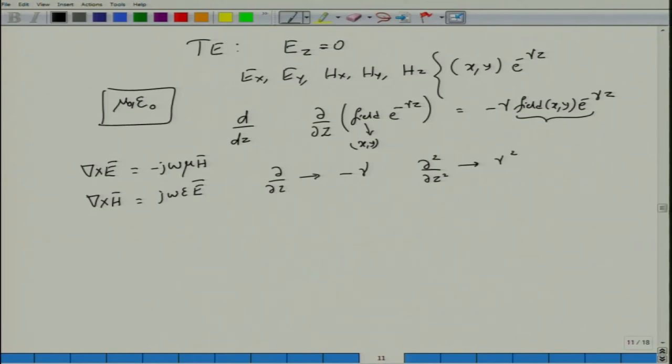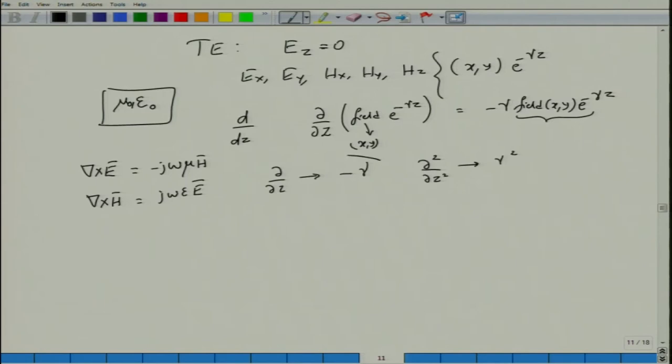It could be filled with some glass or something else, but as long as they have a constant value of mu and epsilon and these do not have any value of sigma, this theory that we are going to develop will be all right. Otherwise, you will have to make a little bit of modifications. Write down the curl equations for E and curl equations for H separately.